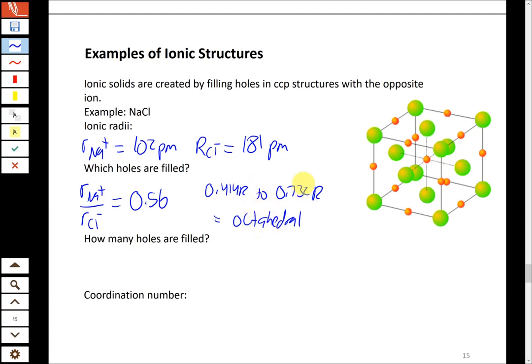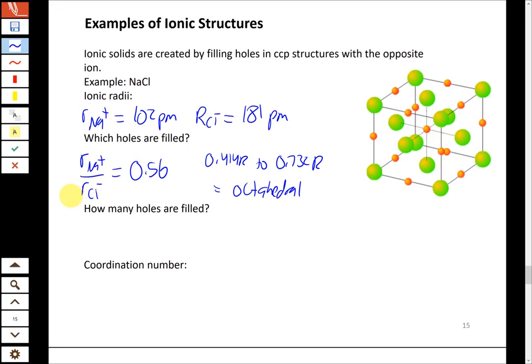So we're going to put the chloride ions on the face-centered cubic position. That's going to be shown in green here. And then we're going to fit the sodium ion, shown in orange, into the octahedral holes, which are along each edge in the center. All right? So how many of those holes are going to be filled, though? We have to make sure we're filling the right number so that the formula of the compound is correct.